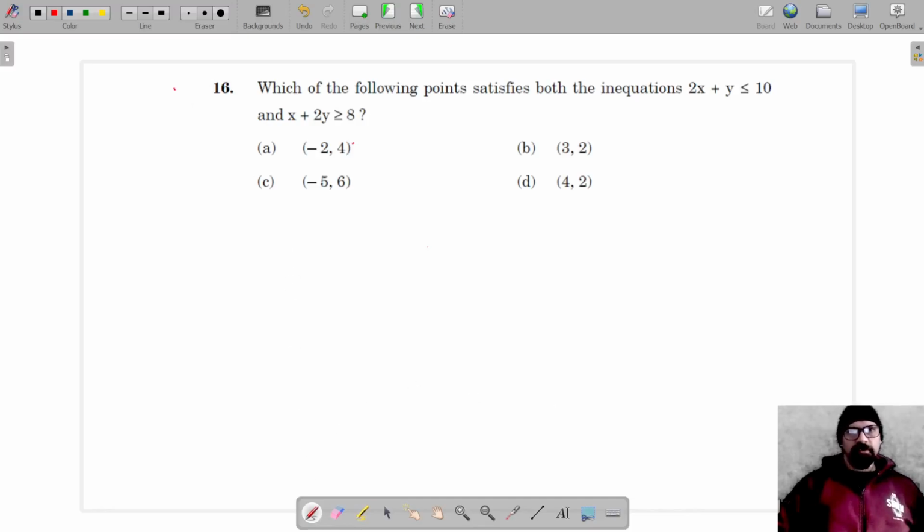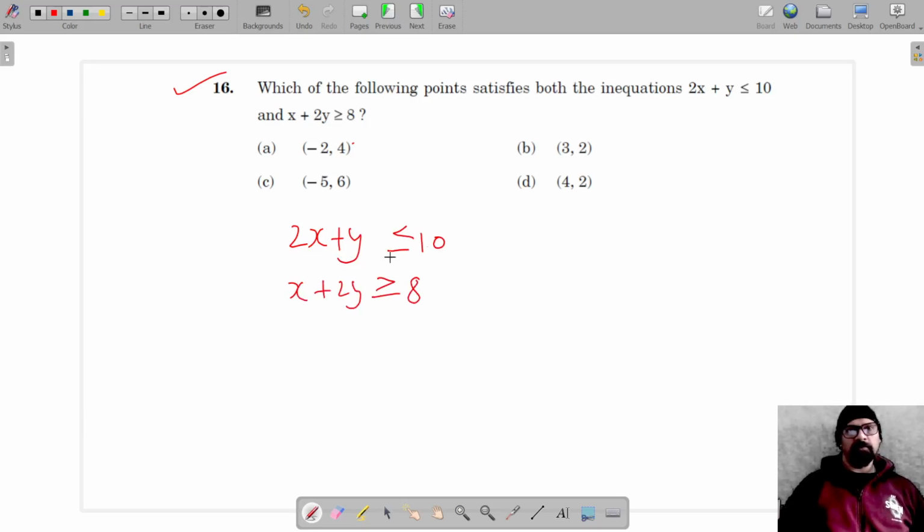For question number 16, which of the following points satisfies both the inequations? The inequations are: first, 2x plus y is less than or equal to 10, and the second is x plus 2y is greater than or equal to 8. So let's check it for the point, first one, minus 2 comma 4.